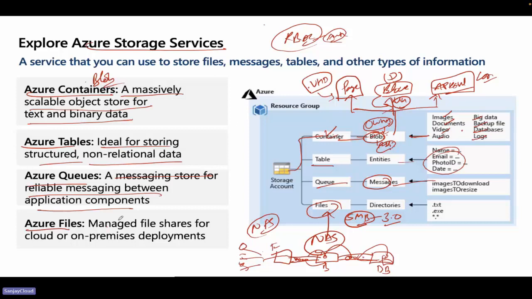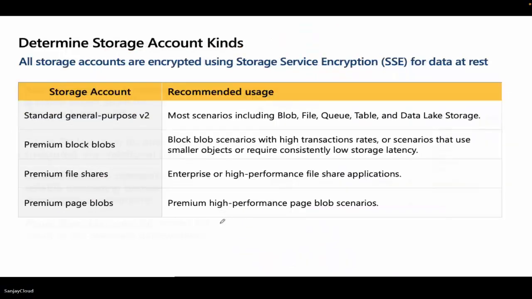Azure Files is a managed file share for cloud and on-premises deployment. It means you can connect to cloud virtual machines as well as to your on-premises servers and virtual machines, and you will be able to share your data. Determining storage kinds: we have different kinds of storage, like standard general purpose v2, in which you get all services. You get blob, file, queue, table, as well as Data Lake storage.